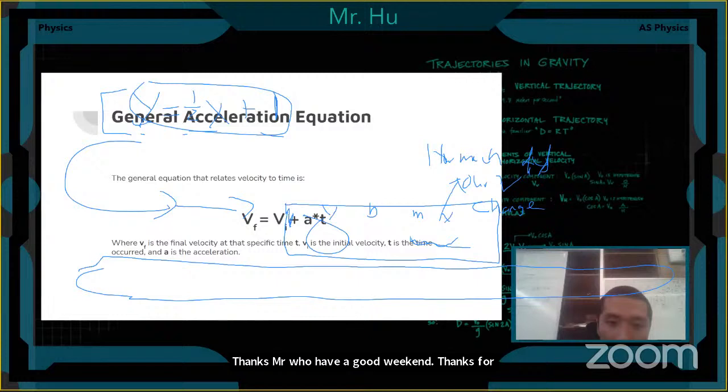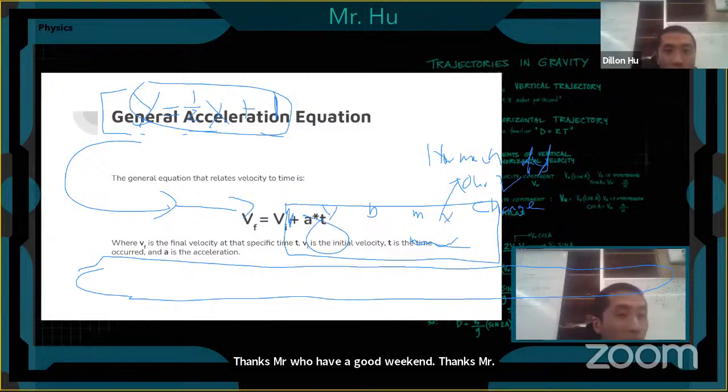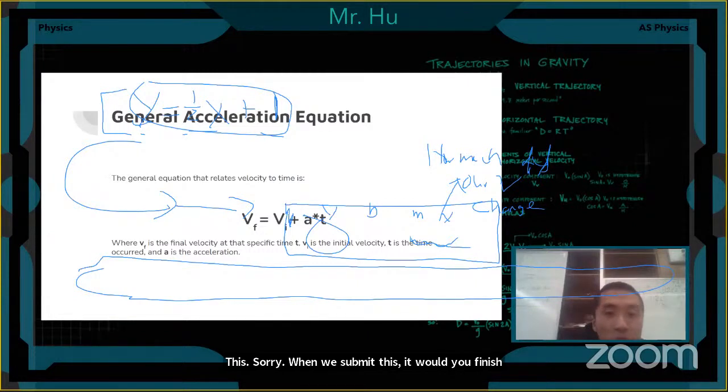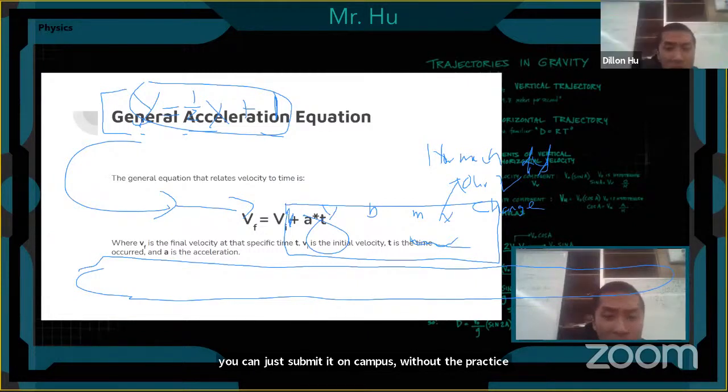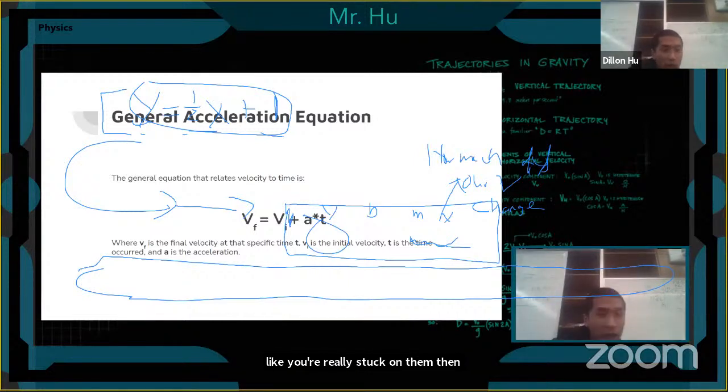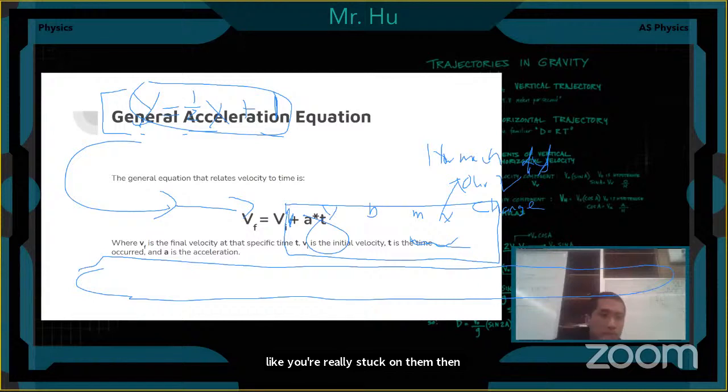When should we submit this? Once you finish, you can just submit it on Canvas. Without the practice questions, or should we do those outside of class? You can try doing it outside of class. If you feel like you're really stuck on them, then just submit it without it. But I think you can probably work it out in a couple of minutes.